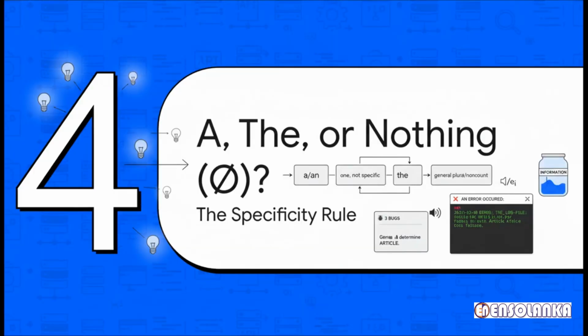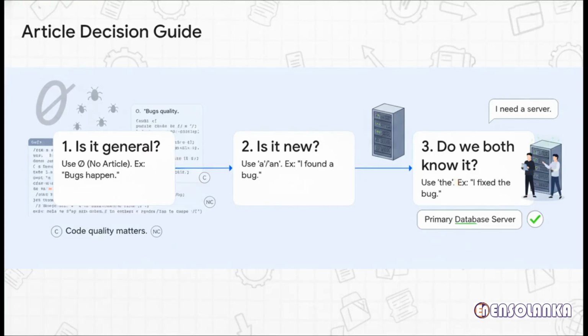Okay, this is it. This brings us right back to that first slide. All these rules, count, non-count, a versus an, it all funnels down to this single decision. This is the core of it all. How do I pick the right article to be perfectly clear every single time? Let's break it down into a super simple 3-step guide.